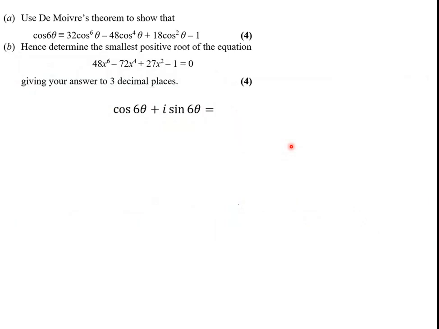So here's de Moivre's theorem. We've got cos 6 theta plus i sine 6 theta. That's the same as cos theta plus i sine theta to the power of 6. But I'm going to use the cis notation. cis 6 theta is cis theta to the power of 6. And also C for cos theta and S for sine theta, because it's too much effort right now every time.